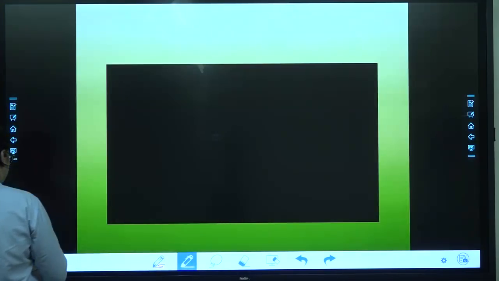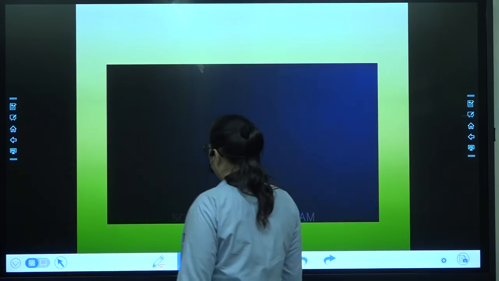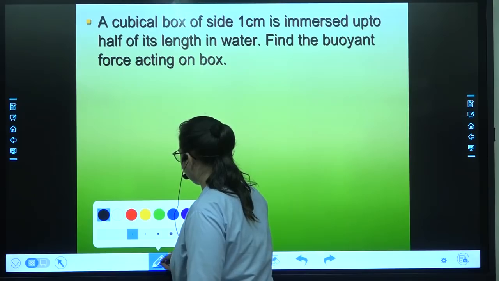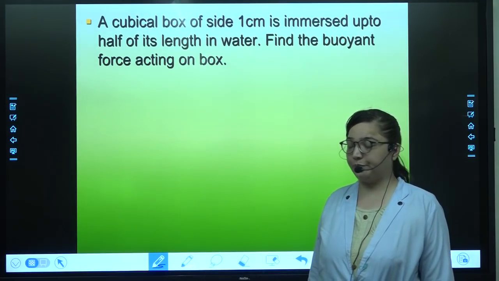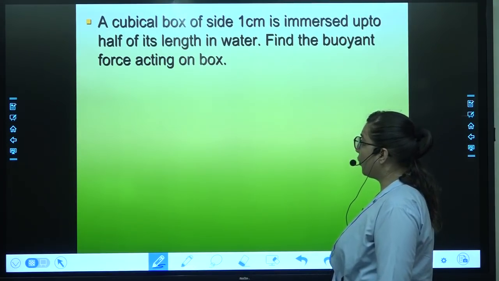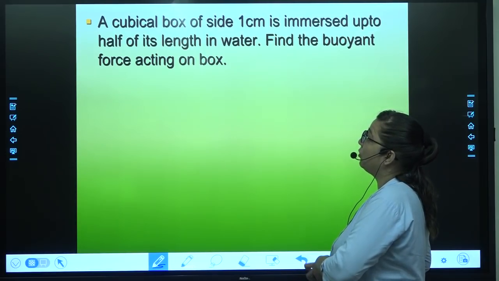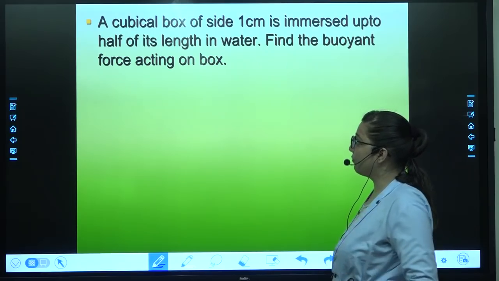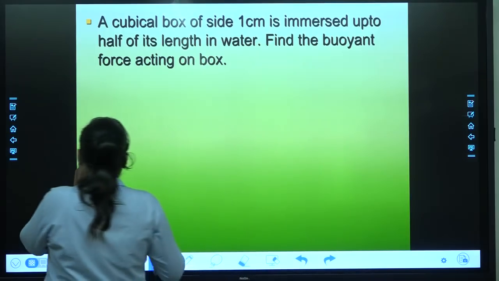Now, let's move further on the very first type of numerical. What is given over here? We are having the question like this. A cubical box of side 1 centimeter is immersed up to half of its length in water. Find the buoyant force acting on the box. So it is like this.